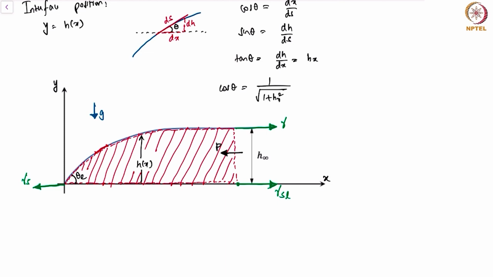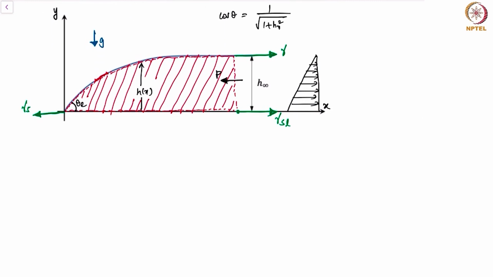Now what is the shape of this hydrostatic pressure? If I were to extend this drawing here, then the hydrostatic pressure would be something like this. The hydrostatic pressure is the greatest at the bottom, and as you go towards the top, the pressure will become equal to the atmospheric pressure above. So this difference in pressure will act on this control volume. Let's write down the force balance.